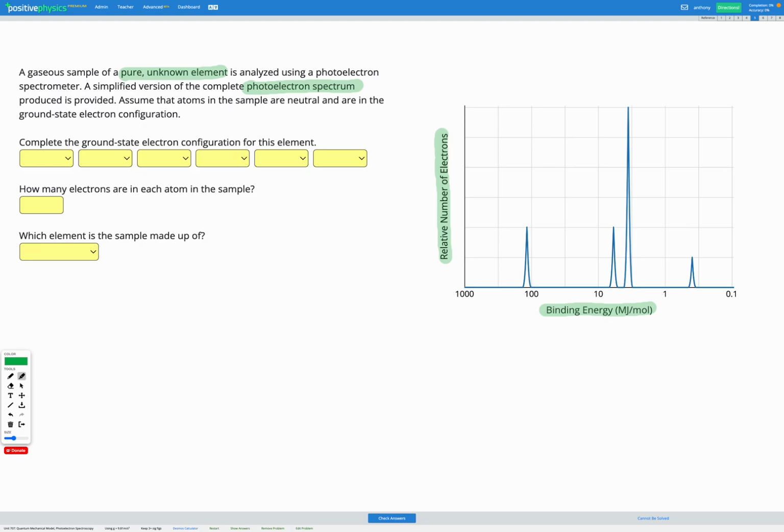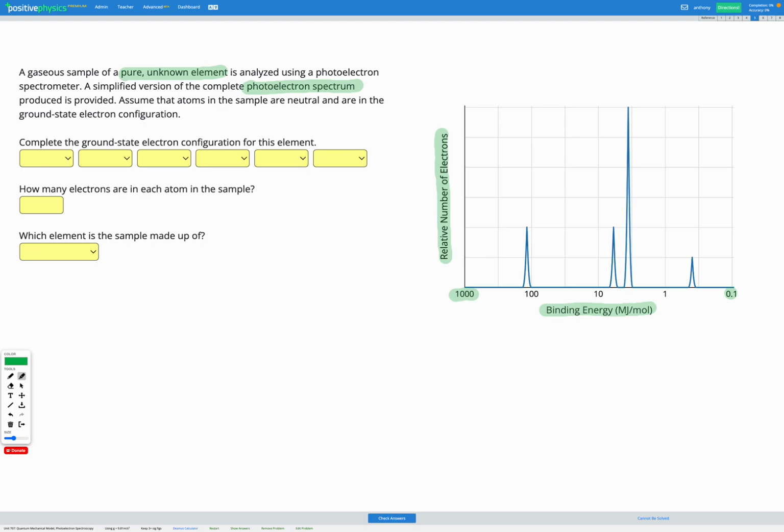So one thing to notice about this graph is that the binding energy axis is the opposite direction from usual. It starts with the smallest number on the right-hand side at 0.1, and on the left-hand side, it ends up with the biggest number at 1,000. One other thing to notice is that the scale doesn't actually go up linearly like we're used to. It doesn't go 1, 2, 3, 4. It actually goes up multiplying by 10 each time. So those are two things to bear in mind when we're looking at our graph.